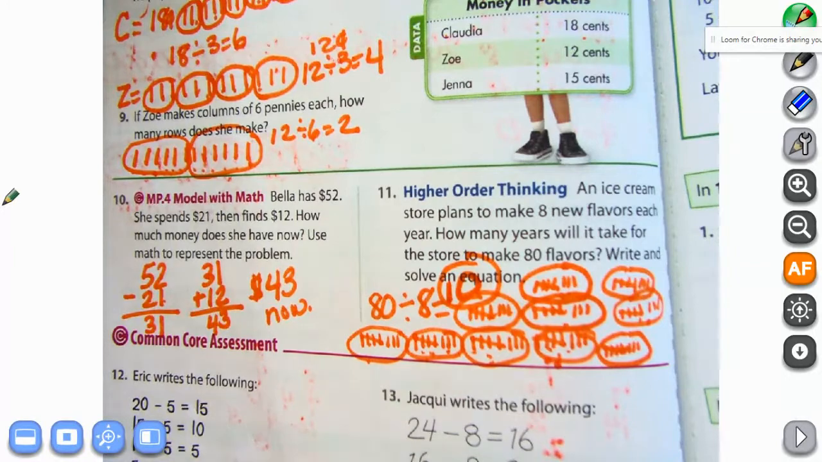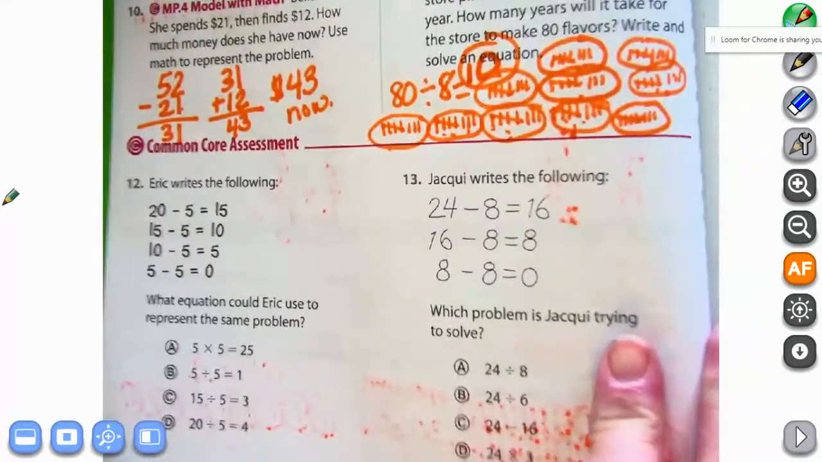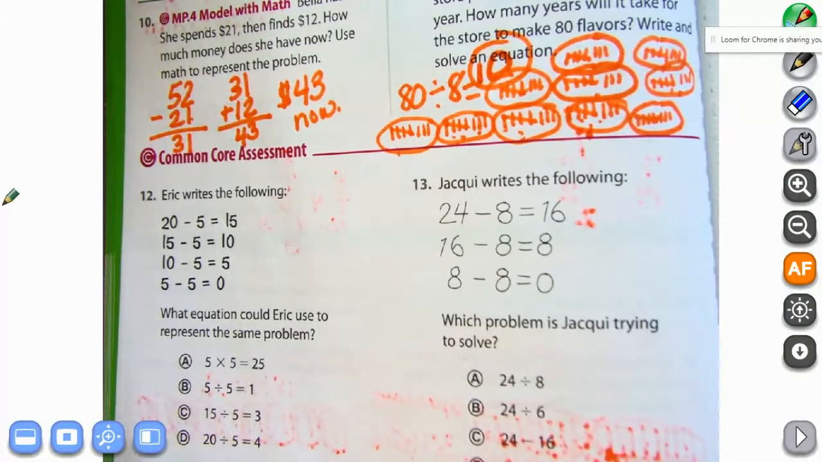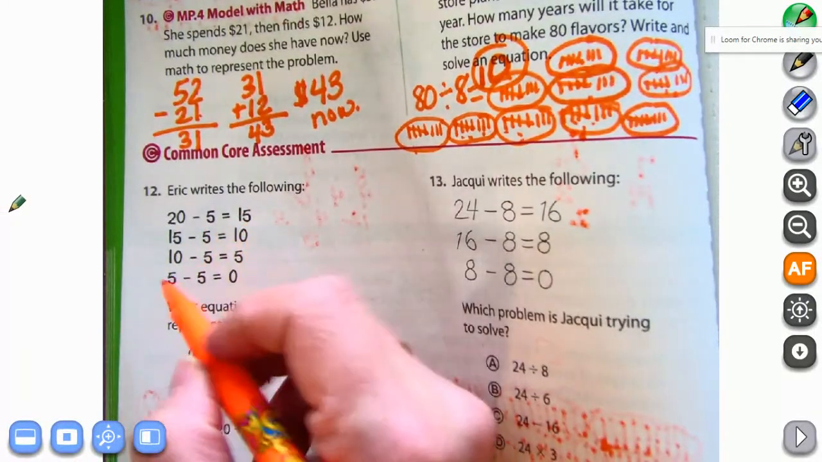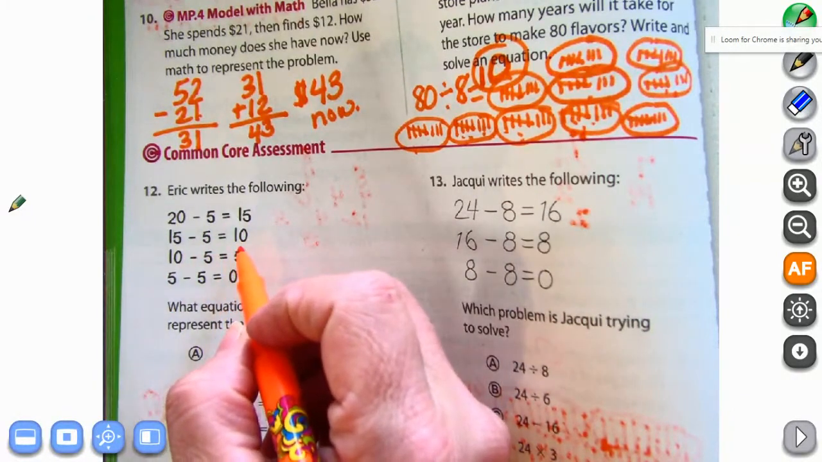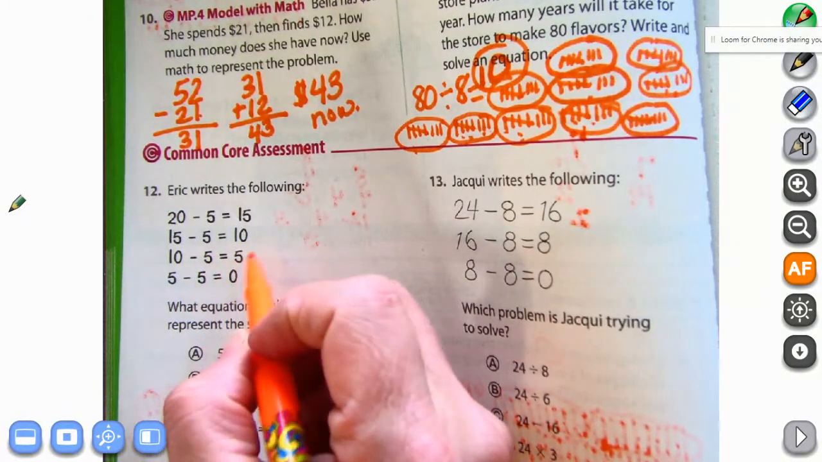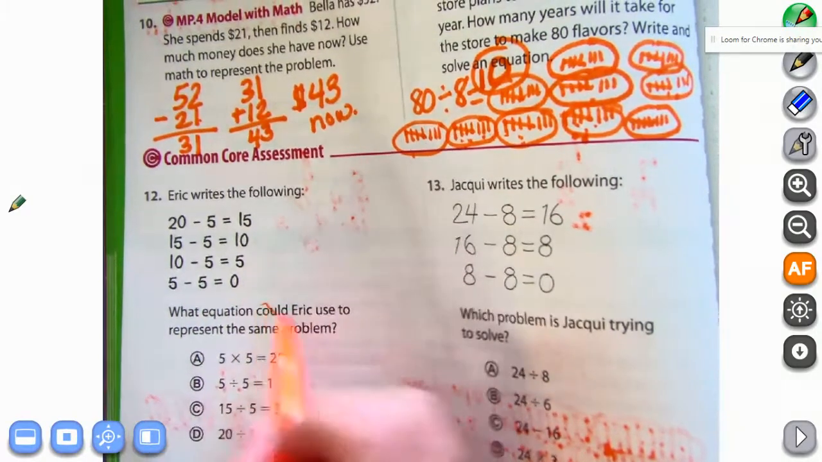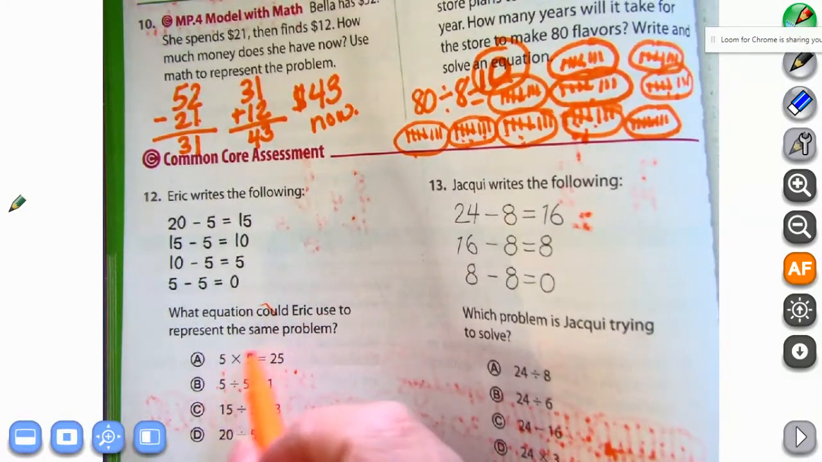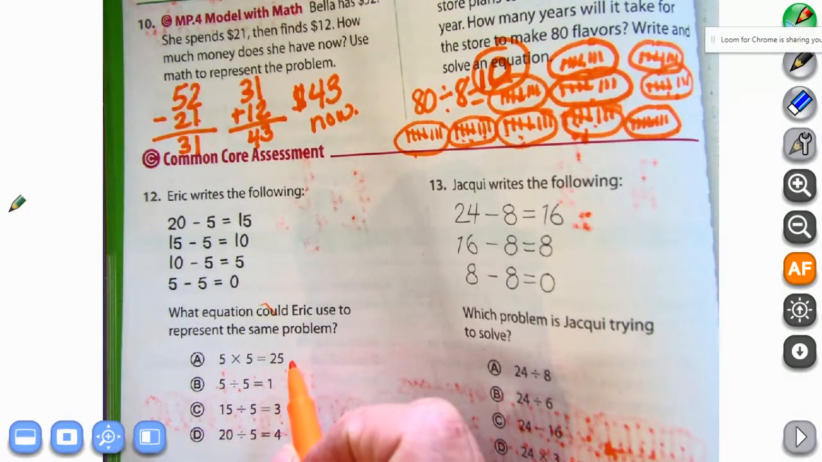All right, let's move down to number 12. Number 12 says, Eric writes the following. 20 minus 5 equals 15. 15 minus 5 equals 10. 10 minus 5 equals 5. And 5 minus 5 equals 0. What equation could Eric use to represent the same problem?